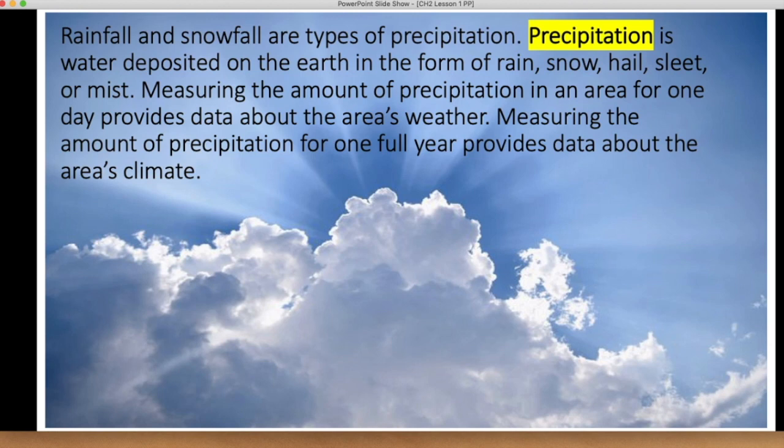Measuring the amount of precipitation for one full year provides data about the area's climate. Okay, so we're looking at 365 and a quarter days, and that's how we get climate, not just looking at one day and assuming that every day is exactly the same kind of weather, right?